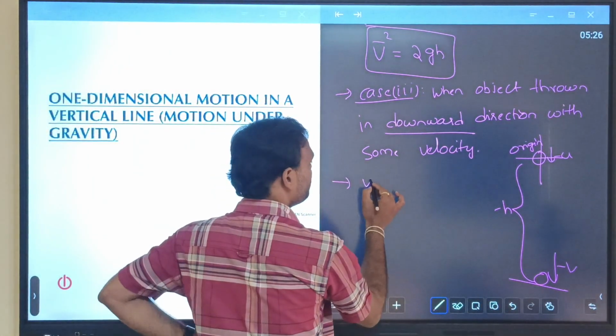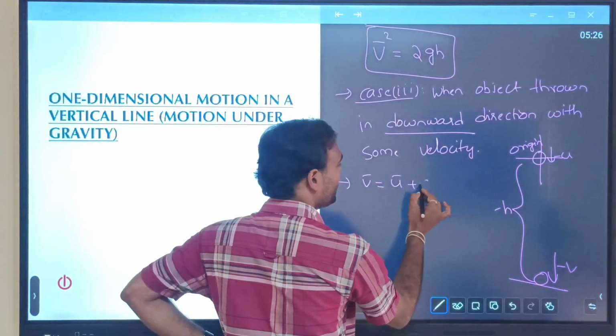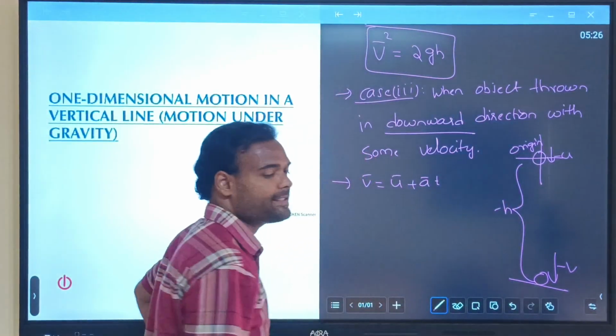Now how can we write v = u + at? How can we write this formula in such a case?